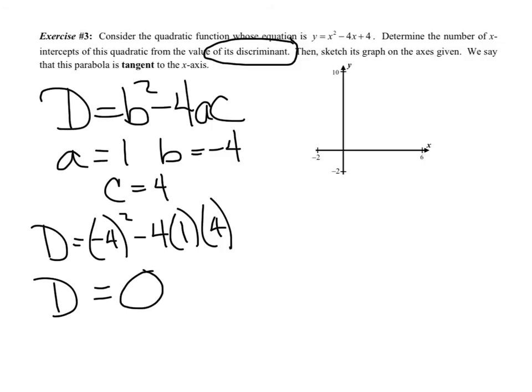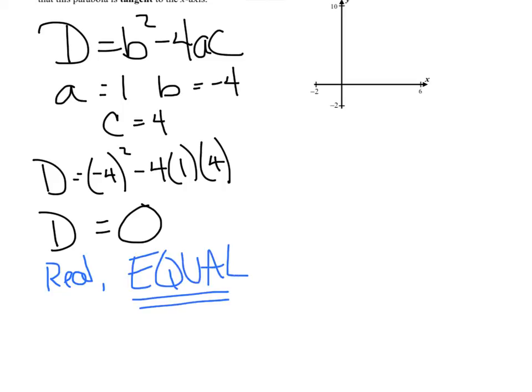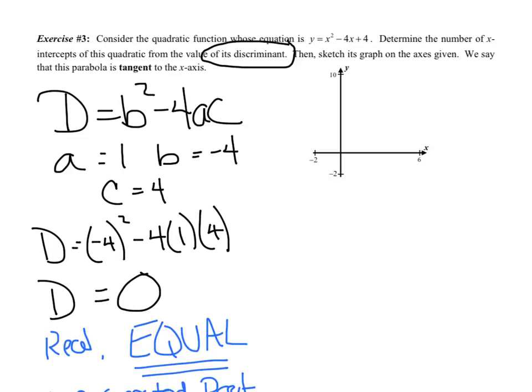So let's jot down what we know about our rules of 0. 0 is clearly a real number. When it hits 0, this is the one time I use the word equal. Every other time I'm using unequal. And what's special about this one, we said, is that it basically has 1 repeated root. So we say this parabola is tangent to the x-axis, and we've talked about that. This parabola is sitting on the x-axis.